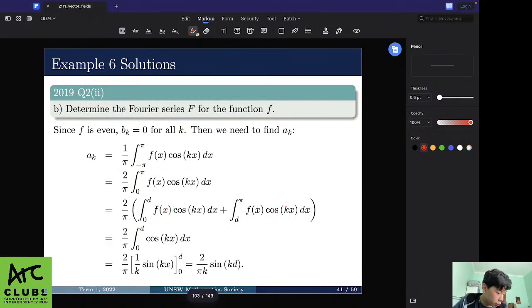So we're left with 2 on π times this cos. We evaluate the cos, and we get this term. Now, we also know that f is even, right? So when f is even, that means all of these sine terms have a 0 coefficient, which is why b_k is equal to 0 for all k.